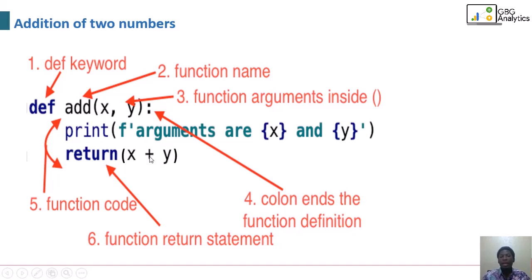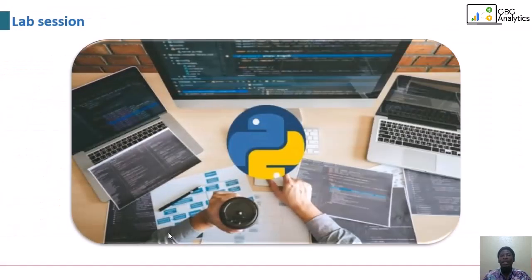As you can see, after the header, we have a colon, and we also have our function code, which is all of this. And this return keyword returns our statement, the output of our function. So let's go to the lab session where you will see all of this in action.